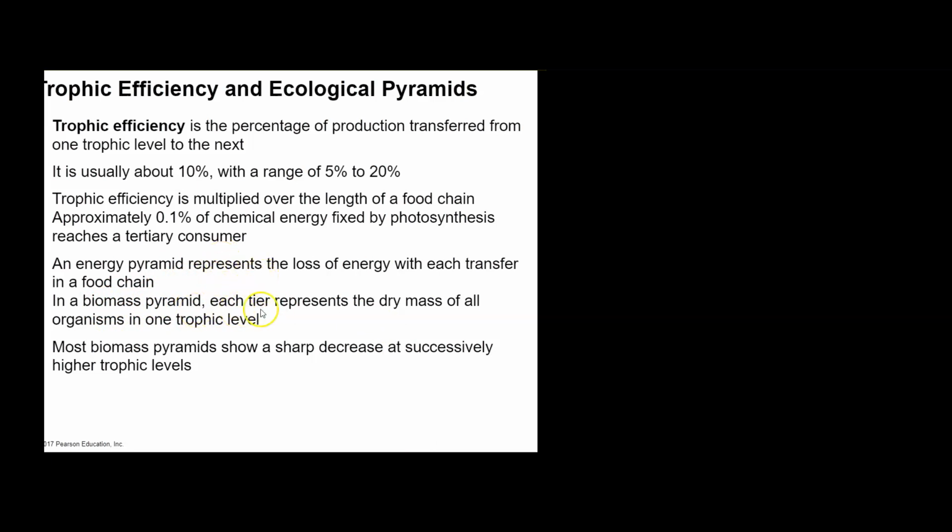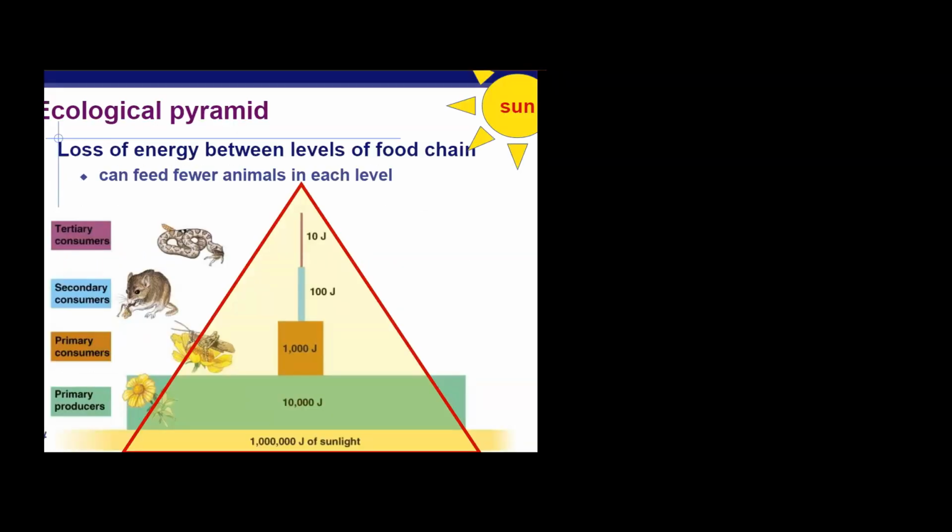So it's not really showing us that loss of energy or even the transfer of energy. What it's representing is the dry mass of all organisms within one trophic level. But we do see the same shape. We see that pyramid shape both in biomass pyramids as well as energy pyramids. So you see here an example of an energy pyramid where we're looking at the different trophic levels.